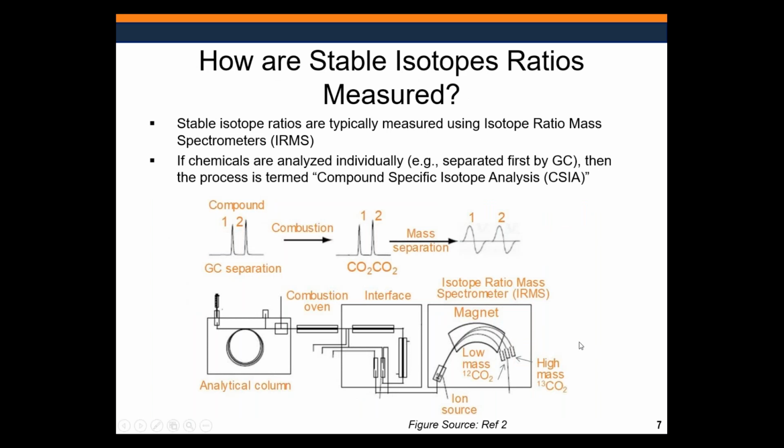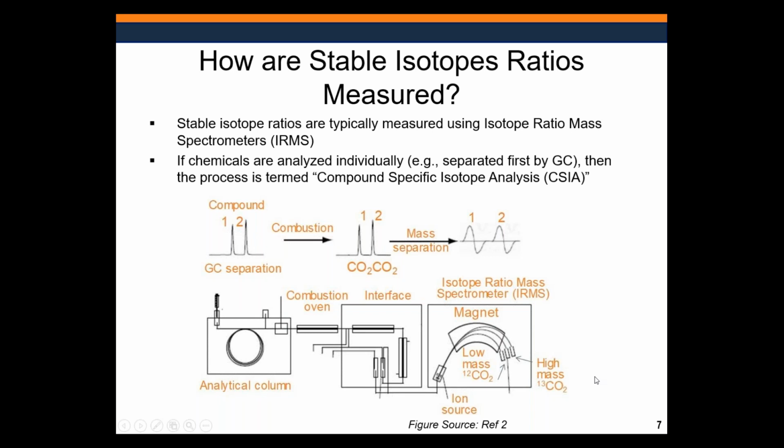How are isotopes measured? Well, they're measured with specialty instruments called isotope ratio mass spectrometers. These are not instruments that are very good at measuring chemical concentrations, but they're very precise and very accurate in measuring these isotopic ratios. Now, you could take a sample from a groundwater well that has gasoline in it, and you could do isotopic analysis of carbon and hydrogen on that. That would be a bulk isotopic ratio.